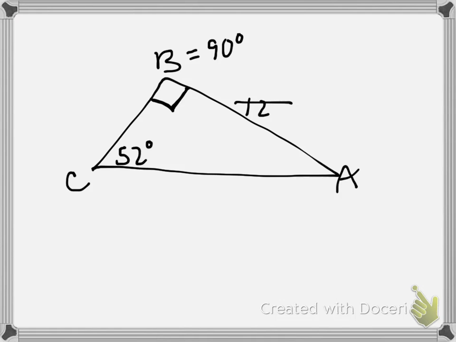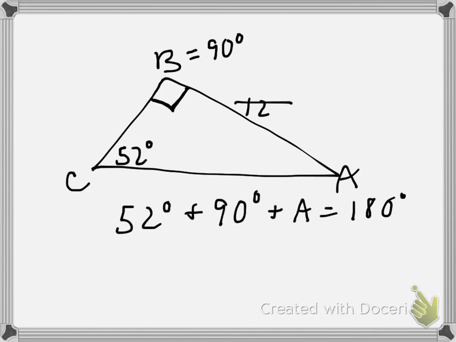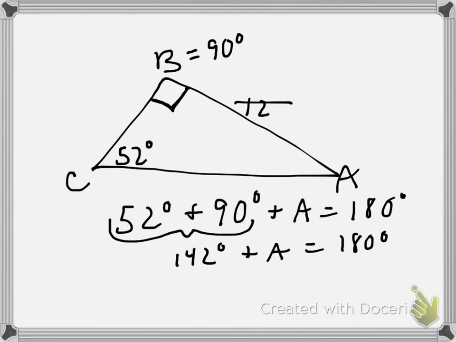And we are going to once again add our 3 angles to equal 180 degrees. So 52 degrees plus the 90 degrees plus angle A has to equal 180 degrees. Combine our like terms. We have 142 degrees plus A equals the 180 degrees. And then we subtract 142 from both sides. This cancels right out. And we have A equals 38 degrees.